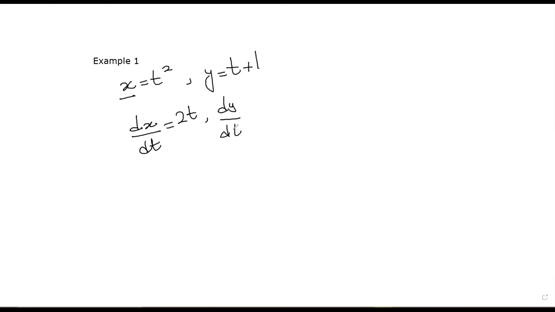Let's say x equals t squared and y equals t plus 1. In this scenario, first of all, we are going to find the derivative of x in terms of t. So we differentiate x with respect to t, dx over dt, and simply we find 2t. After that, we find the derivative of y with respect to t. We differentiate y, and dy over dt is going to be 1.